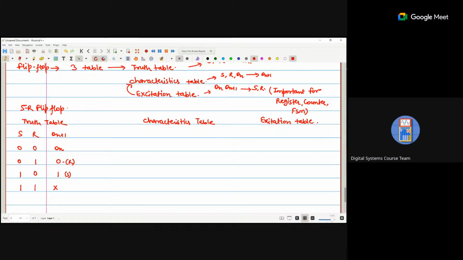Okay, the characteristics table is drawn with S, R, and Qn as inputs and Qn plus 1 as output. So if three inputs are available, the possible conditions are from 0 0 0 to 1 1 1.